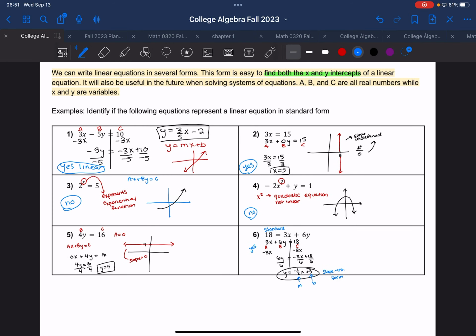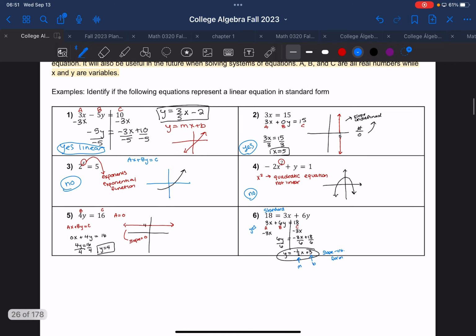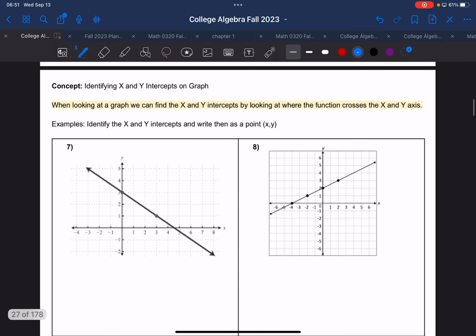Well, and remember, this is all being recorded, so you'll be able to go back and look at that. Any questions on this concept? Okay, we were just determining if it was in standard form.